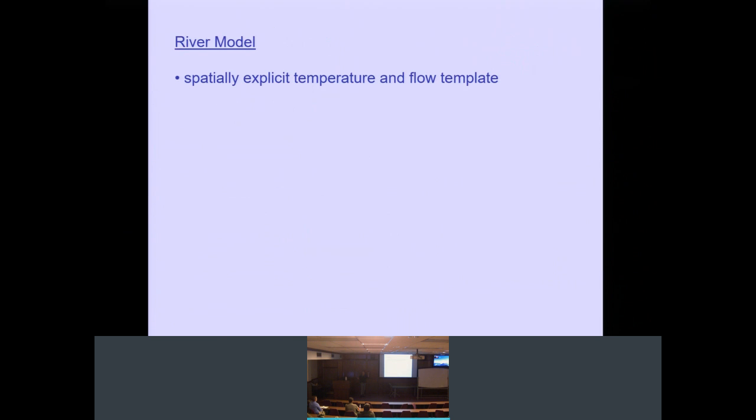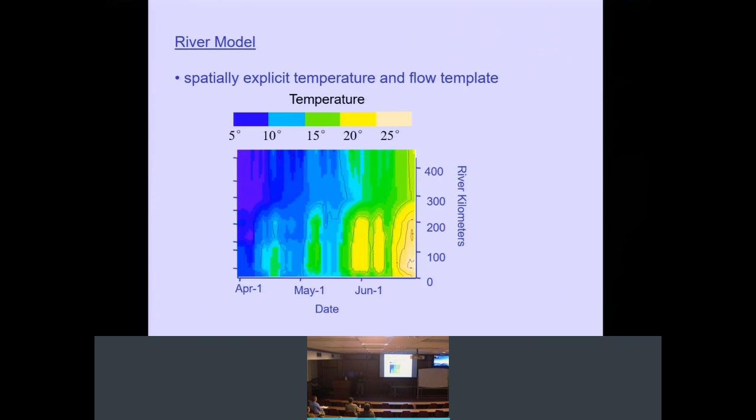Okay, so we start with a river model. This is just a spatially explicit temperature and flow template across the modeled period. The model goes from April 1 through June, which is the smolt migration period. We build these maps that characterize a coarse spatial representation of temperature and a temporal representation of temperatures.